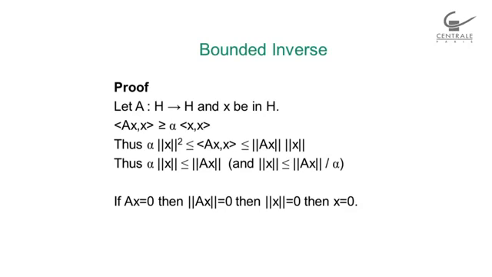Now, when we have this, we obviously have the injectivity. We have that if Ax is equal to 0, then the norm of Ax is equal to 0, because it's a norm. Then, because of this inequality, the norm of x is equal to 0, and because the norm is a norm, then x is equal to 0. So, as you can see, if Ax is equal to 0, then x is equal to 0. A is linear, so we have injectivity. And therefore, what we have is that A inverse can be defined.